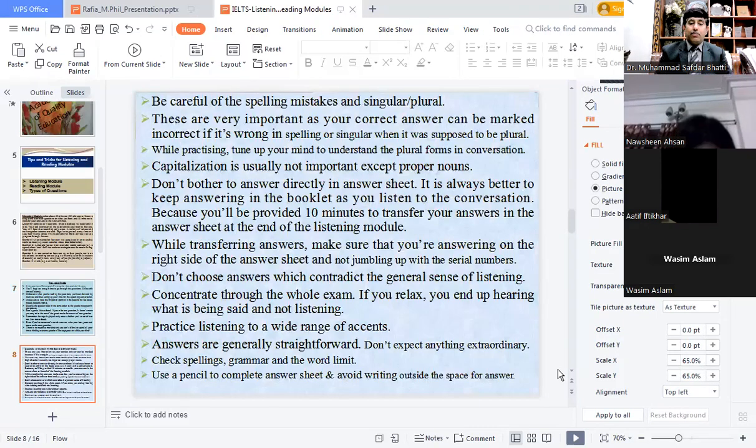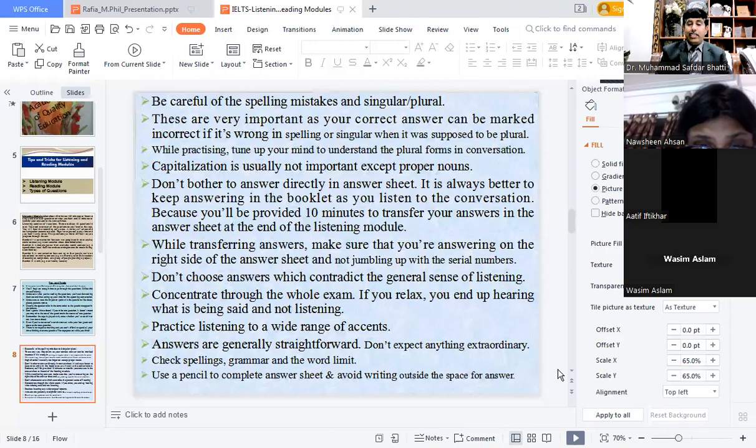Be careful of spelling mistakes and singulars and plurals. These are very important, as your correct answer can be marked incorrect if it is wrong in spelling, or singular when it was supposed to be plural. While practicing, tune up your mind to understand the plural forms in the conversation. Capitalization is usually not important except for proper nouns. Don't bother to answer directly on the answer sheet. It is always better to keep answering in the booklet as you listen to the conversation.